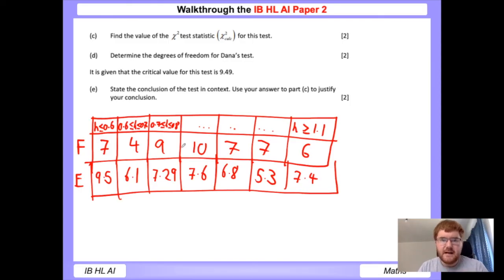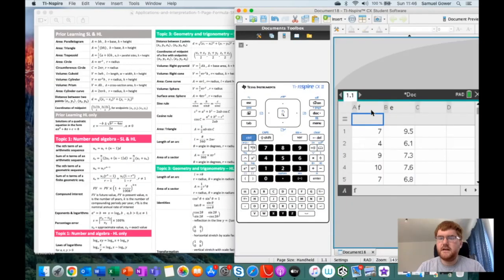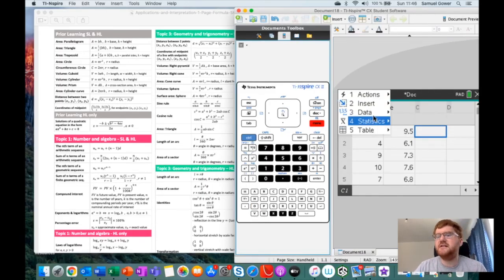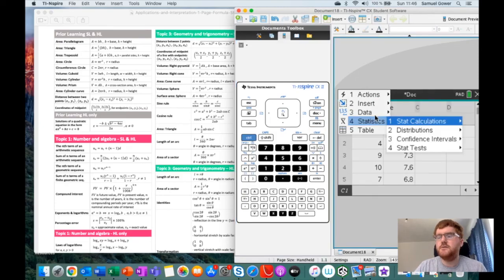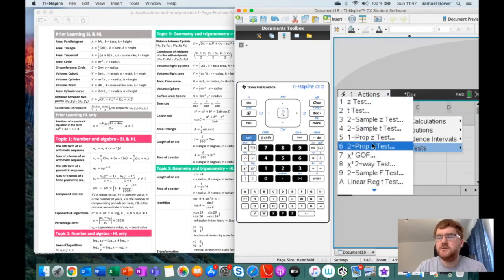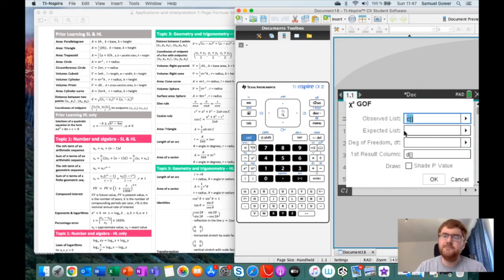Okay, so at this point now we're going to pop this into our GDC, and then we're going to work out our chi-squared statistic. Okay, so in order to do this, I've also labeled my columns here. This is my expected frequency, and this is actually the frequency observed. Okay, we could put O for observed. I think that'll make our life easier a bit later on. We go to menu, we go to statistics, we go to stat tests, we go to goodness of fit, so chi-square goodness of fit. Our observed list, I'm going to call that O. Our expected list, I'm going to call E.